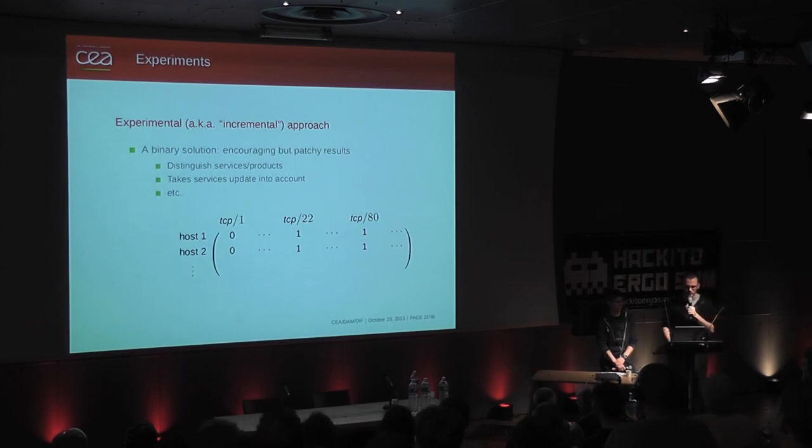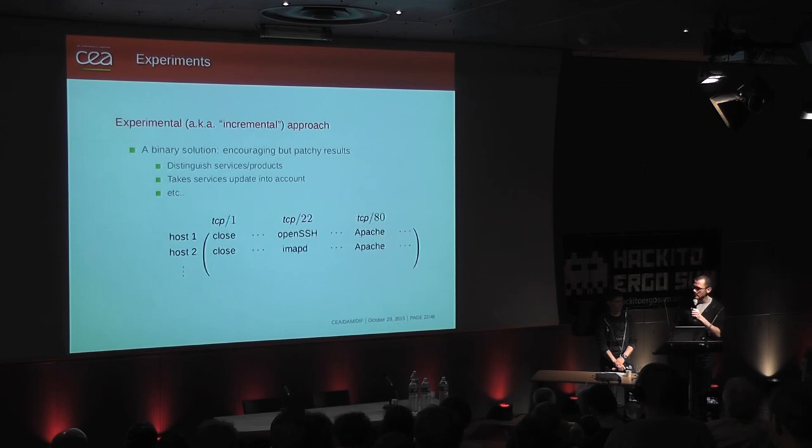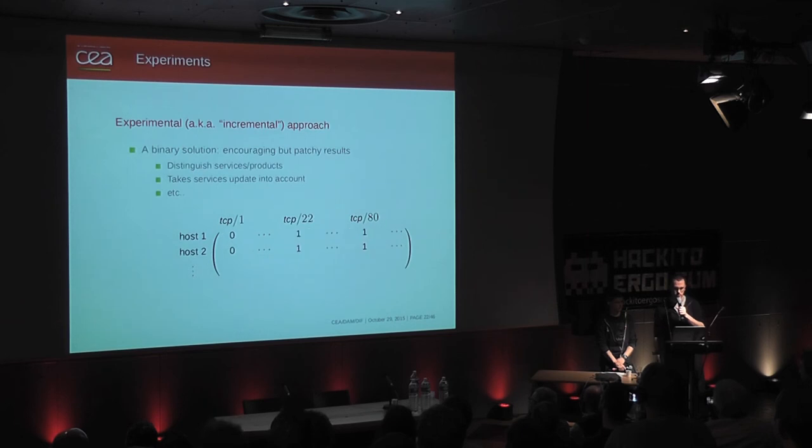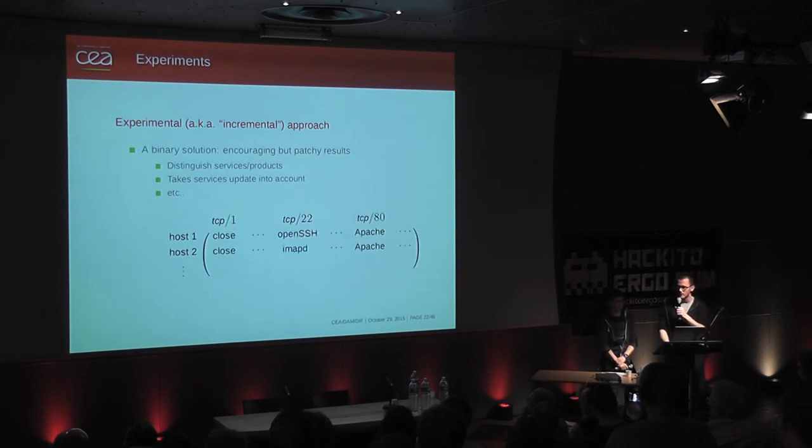But sadly, you can't do something. Consider this: you have host number 1 which is normal, with port 22 open as an SSH server and port 80 an Apache server. But the second host is more weird because on port 22 there is not an SSH server, it's an IMAP daemon. This is really weird, but if you consider the fact that we put 1 if it's open and a 0 if it's closed, the two hosts are exactly the same for our algorithm and we won't spot this anomaly.